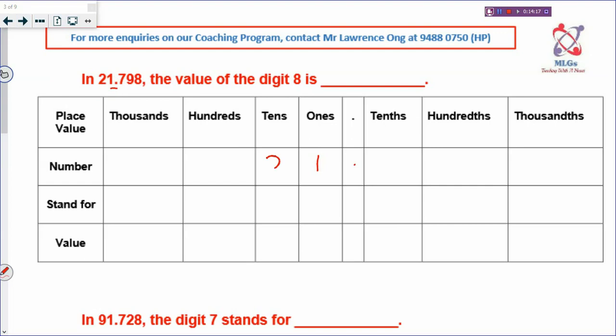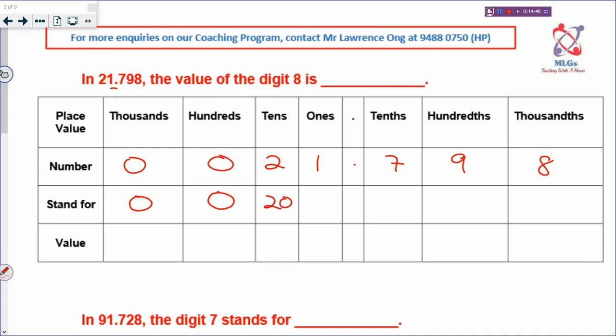Then you put the 2 beside the 1, and then the 7 is behind the decimal point, and of course the 9 and the 8. There are no digits in the thousands or the hundreds place, so you put 0. Alright, so let's look at what each stands for. What does the 0 stand for? Nothing. What does 0 stand for in the hundreds place? Also nothing. What does the digit 2 stand for?